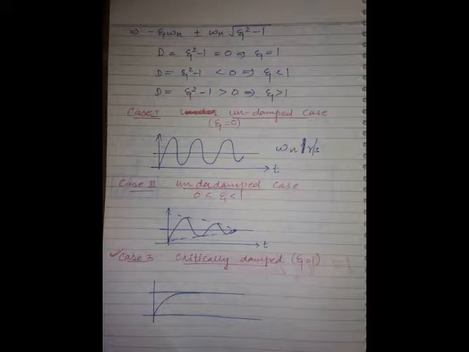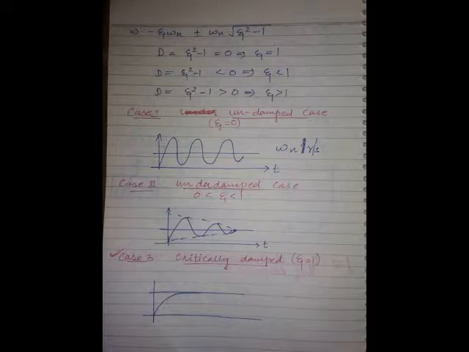So listen here. This is the transfer function of a standard second order system: omega n square by s square plus 2 zeta omega n s plus omega n square. Response of the second order system will depend on the characteristic equation roots. Because the characteristic equation is of order 2, you will be getting 2 roots. So where is the response lying? The response is depending on the roots of the characteristic equation.